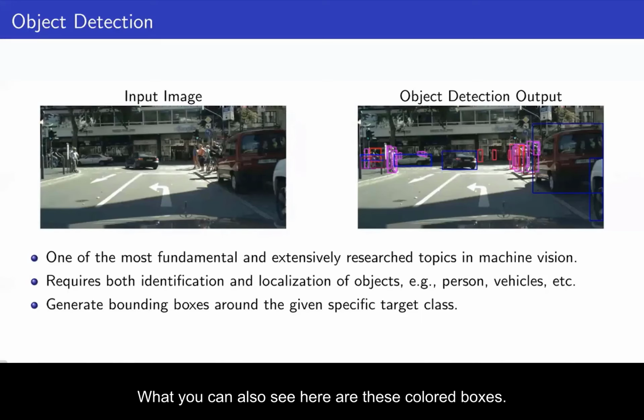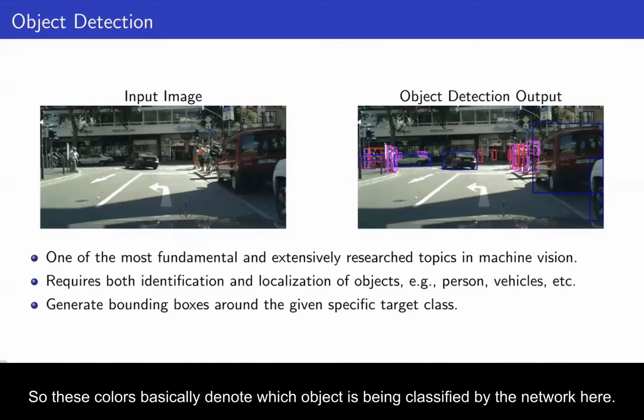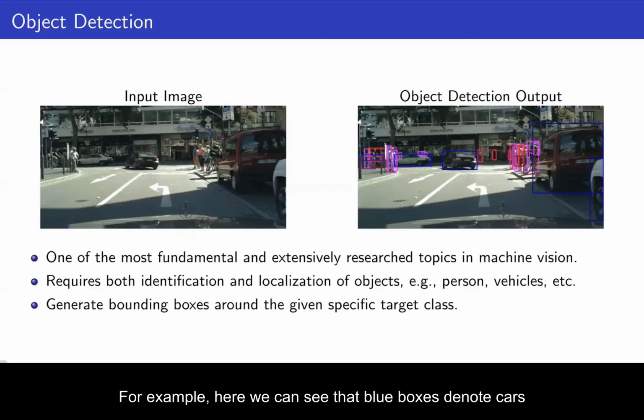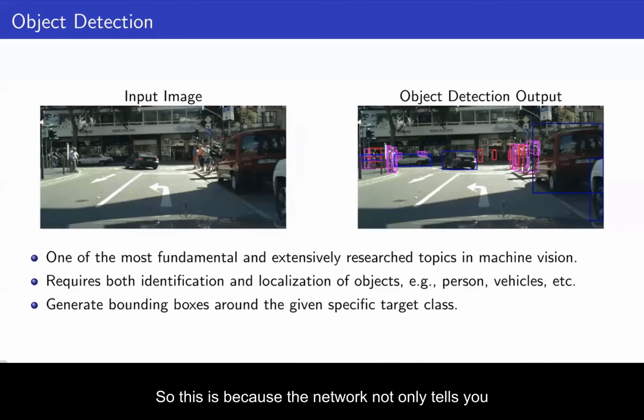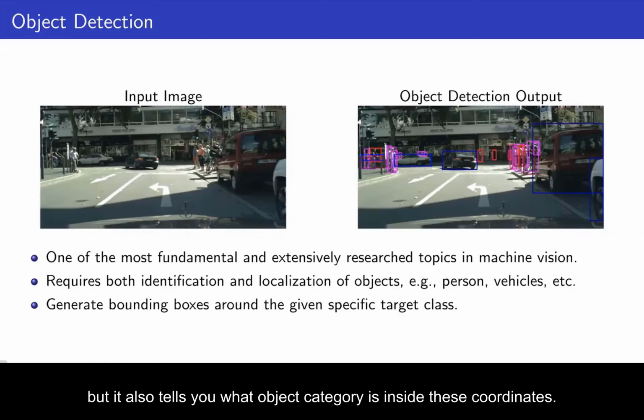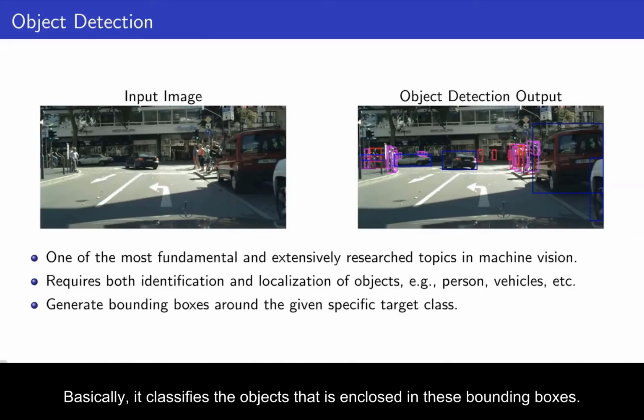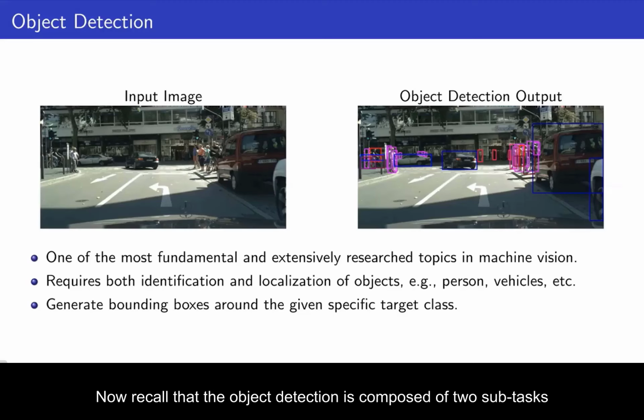What you can also see here are these colored boxes. These colors denote which object is being classified by the network. For example, here we can see that blue boxes denote cars, pink boxes denote persons, and so on and so forth. This is because the network not only tells you the coordinates of these bounding boxes in the image, but also what object category is inside these coordinates. Basically, it classifies the object that is enclosed in these bounding boxes.